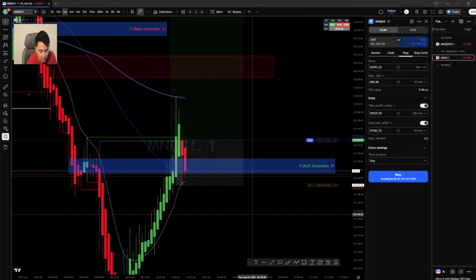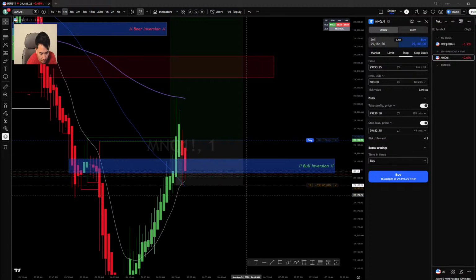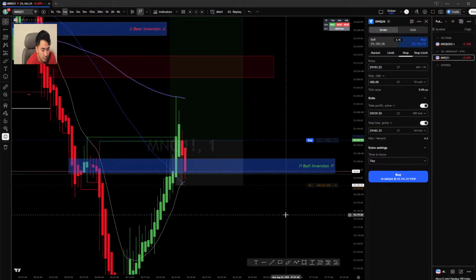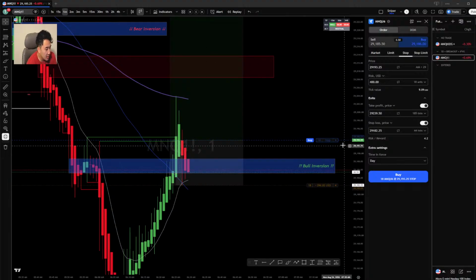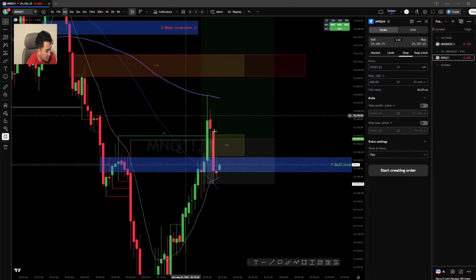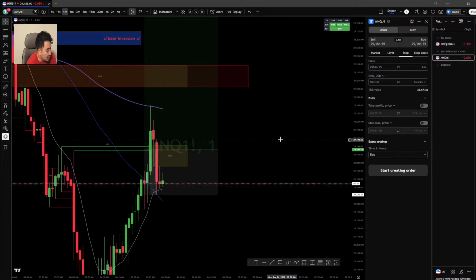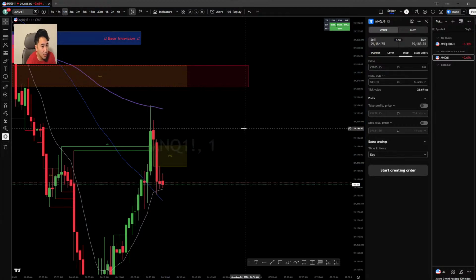Let's see if this zone holds up. Yeah, it looks like it actually closed outside the zone on the 1-minute. Let me show you here. See how this red candle body closed below it? So this bullish inversion zone is no longer good. So we can't use that anymore.